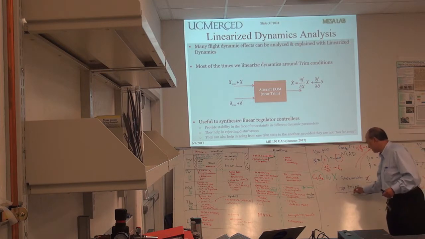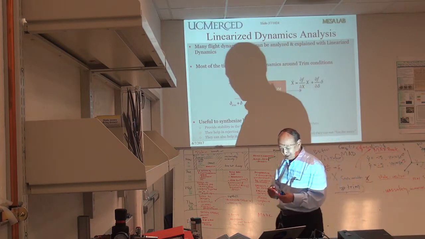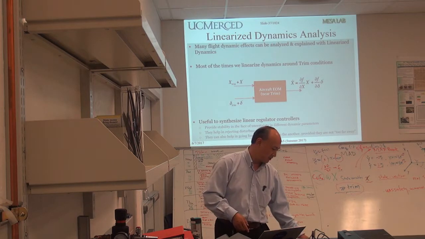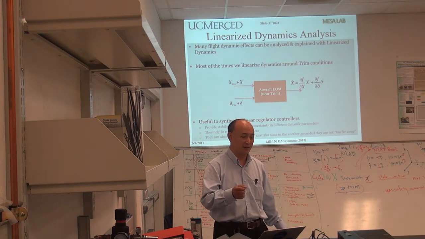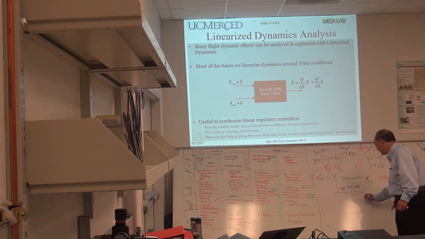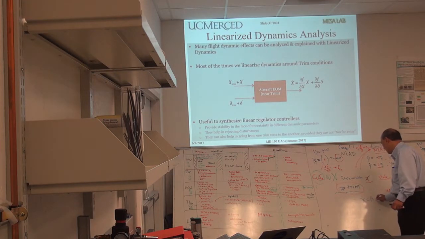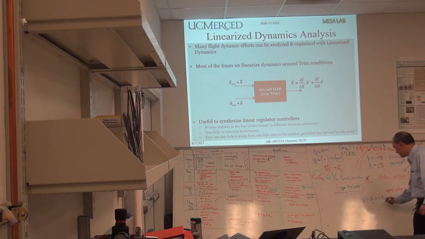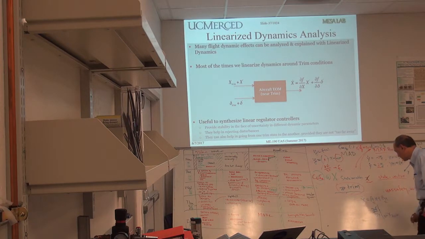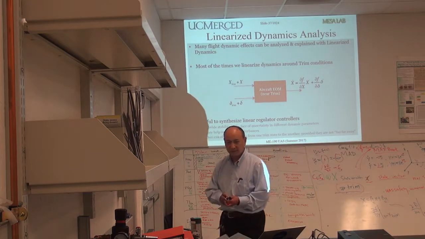So in MATLAB, there's a command to do the trim directly, for a very complicated Simulink model. So trim can be done automatically. What it is going to give you directly is this matrix. This is actually partial f partial x when x equals x trim. And this is partial f partial u, or delta, when x is x trim.